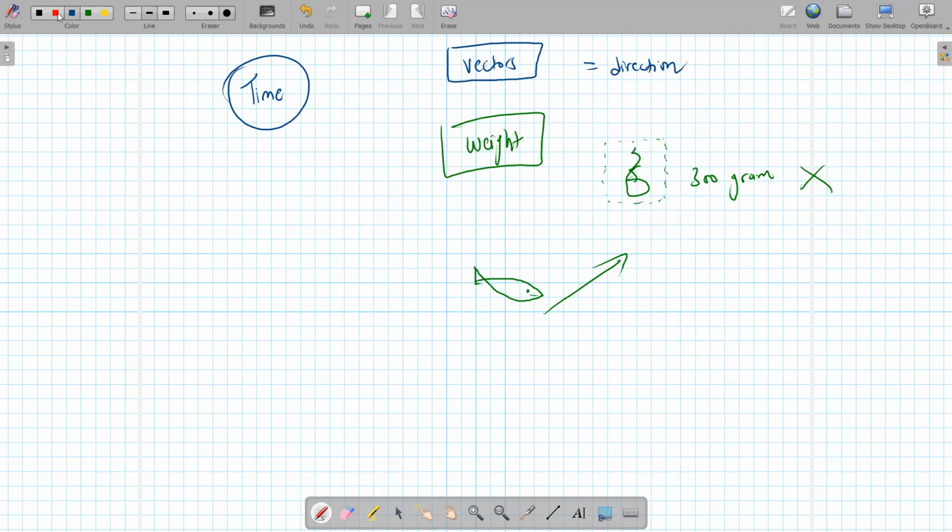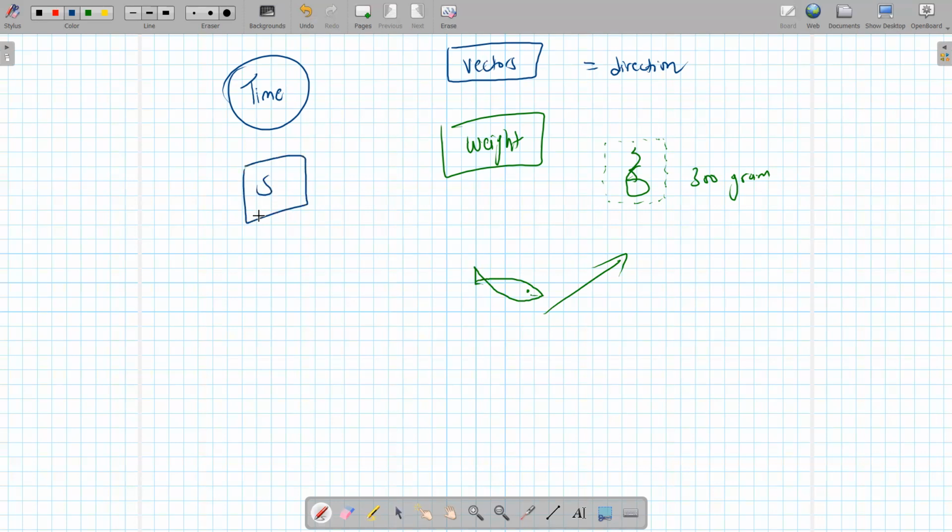What about time? Does time have a direction? If you're thinking of a watch, yeah, it does. It goes clockwise, right? Like that. A watch has a direction. What about time in general? What do you think? Does time have a direction? Yes. So it turns out time does not have a direction.